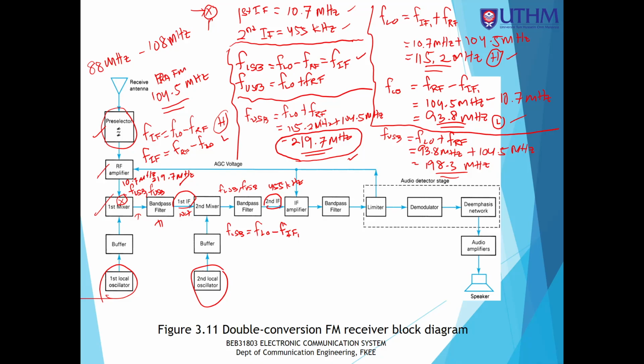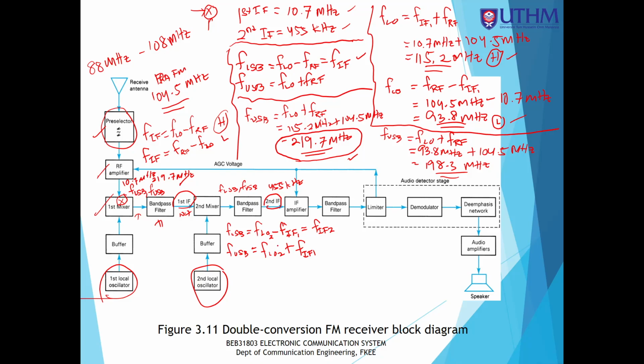So we're going to produce this for IF2, and the upper sideband is equal to FLO2 plus FIF1.